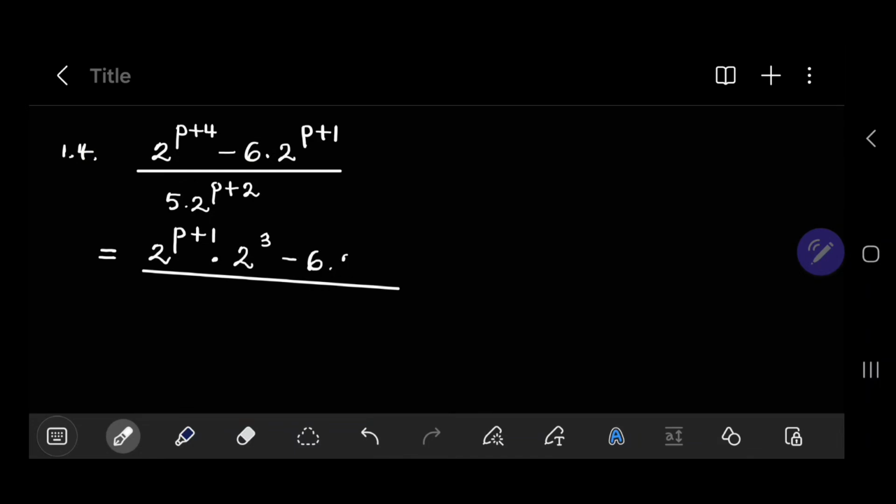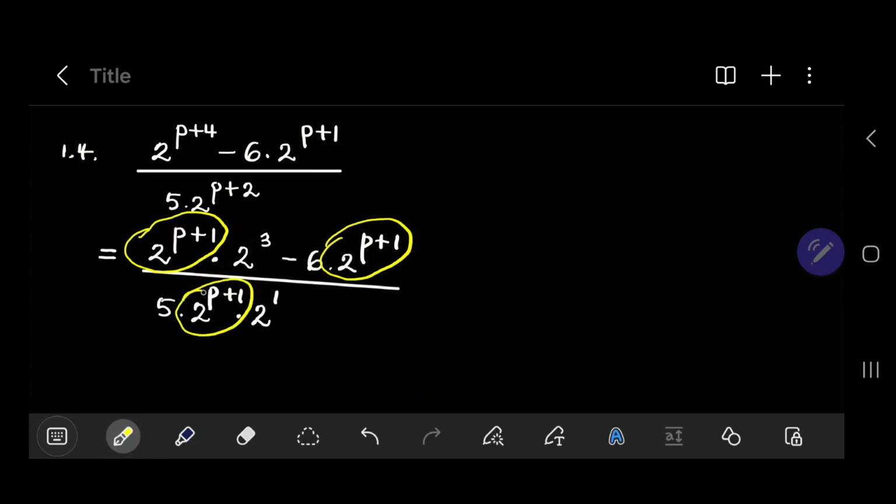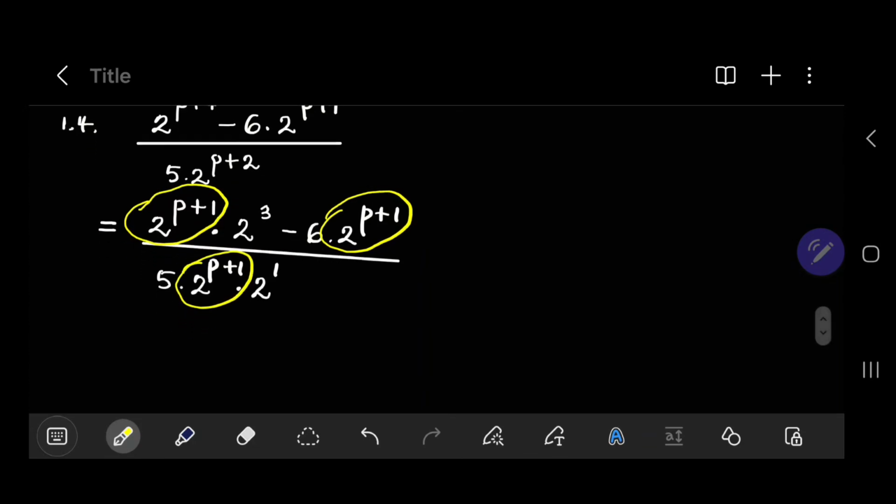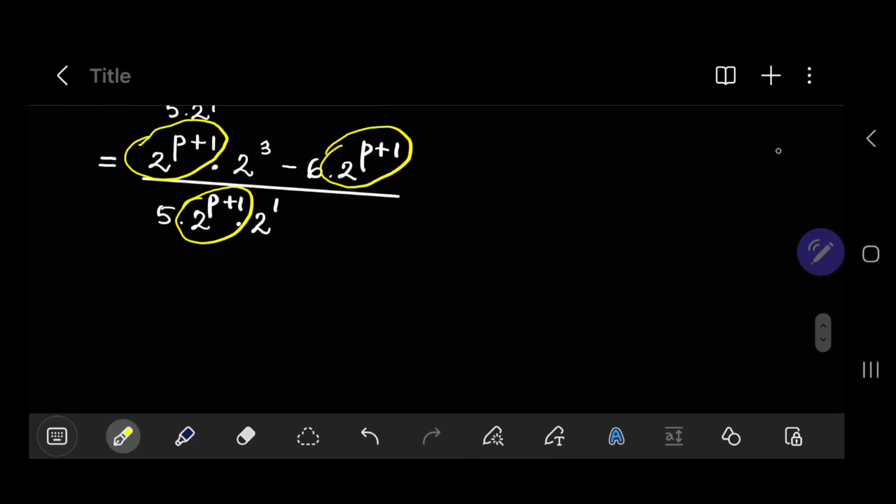Then we've got minus 6 times 2 to the power p plus 1. We'll leave that as is because we actually want to rewrite everything else in terms of p plus 1. Then in the denominator, where you have the base of 2, you're going to write that as p plus 1 times 2 to the power 1. Because when you add these exponents, you get p plus 2. Now by doing this, you can identify 2 to the power p plus 1 as being common in all of your terms. So in our numerator, we are going to pull that out as a common factor.